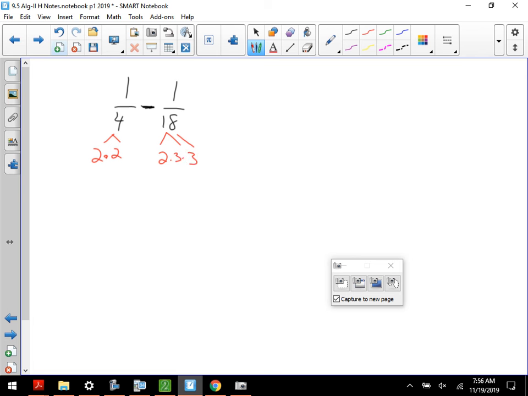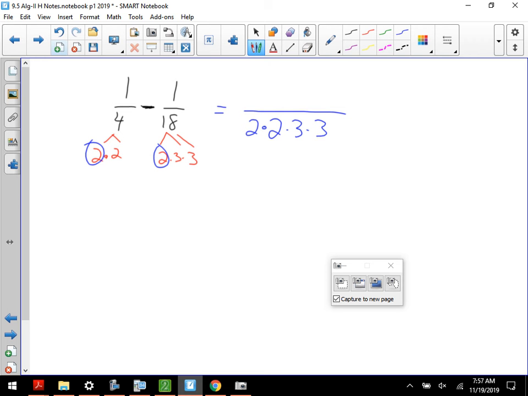So when you did this, you would ask yourself, what do they have in common? How many? 1. So what we would do is we would circle what they have in common. That's what they have in common, one set of 2's. So your denominator would have that one set of 2's, and then what's left? A 2, a 3, and a 3. You multiply all that together, that gives you the next number that both 4 and 18 go into. 36.